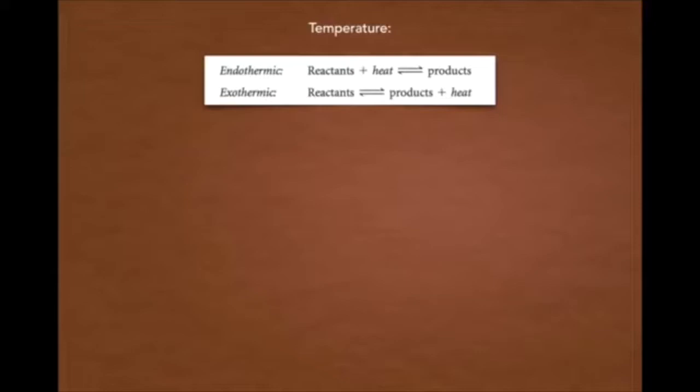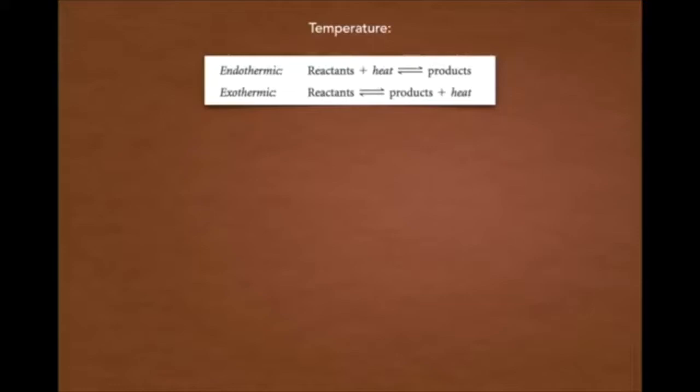And so if you're going to increase your temperature, if you have an endothermic reaction, just treat it like it is changing the concentration. So if you increase the concentration on your reactant side, that would cause a shift to the right, and that is exactly what happens for an endothermic reaction. If you increase the temperature, it shifts to the right. If you decrease the heat, it would shift to the left.